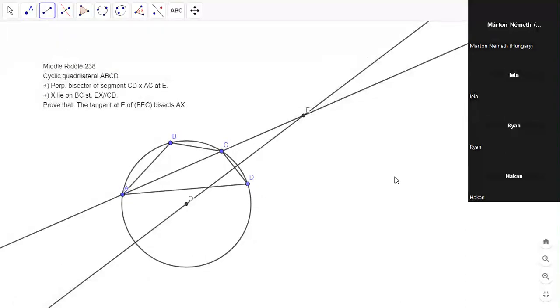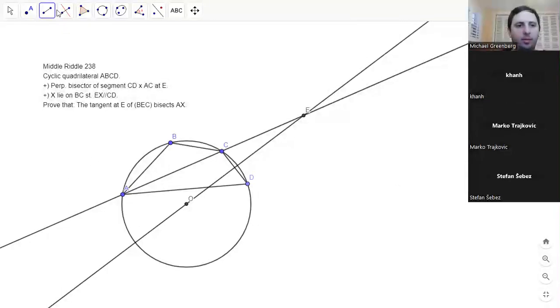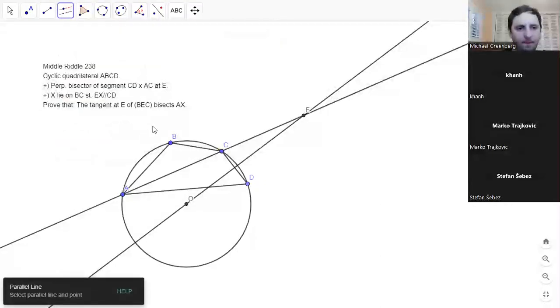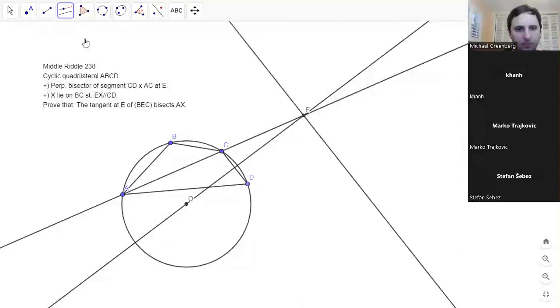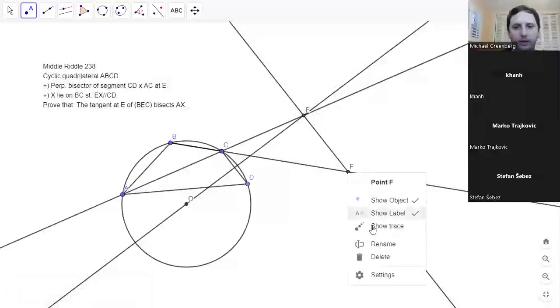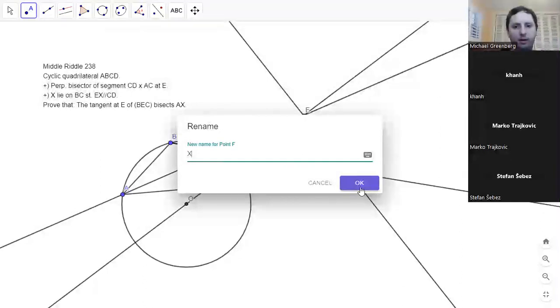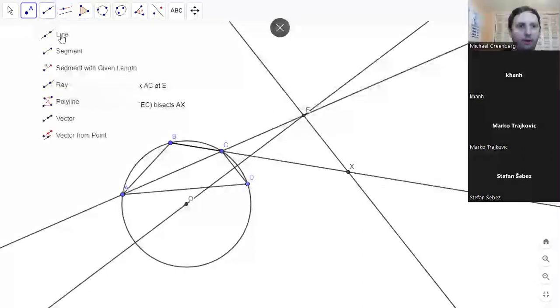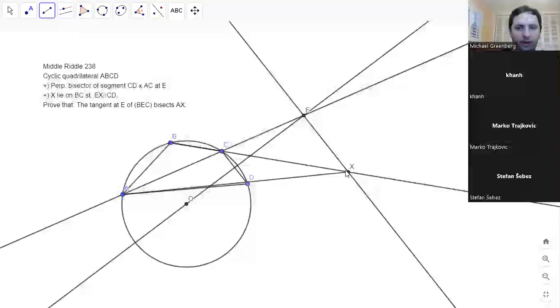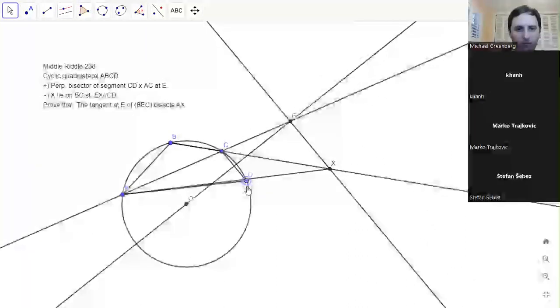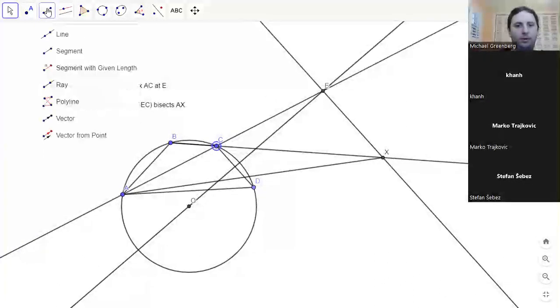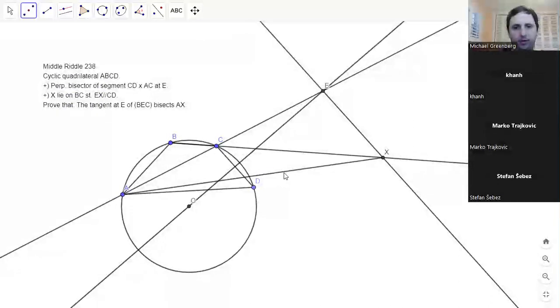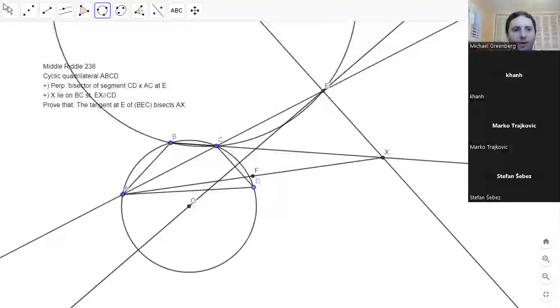And X lies on BC such that EX is parallel to CB. So we could make this a ray. This is point X. And we want to show the tangent at E of BEC bisects AX. Another way to say that is that if we take the midpoint of AX, let's make it not so close to AD, and then we draw the circumcircle of BEC, then we want to show that EF is tangent to this circle. It's kind of random. Let's make it look better.